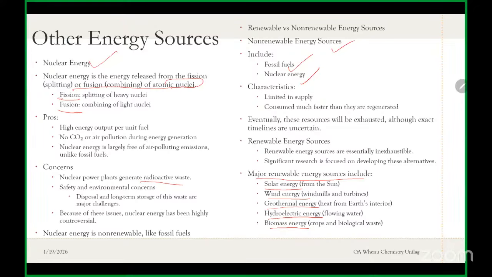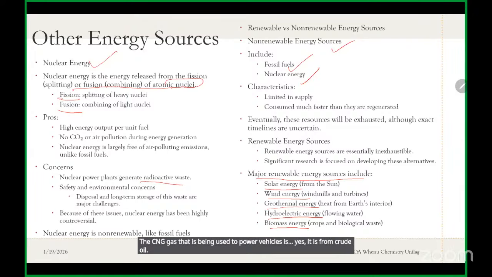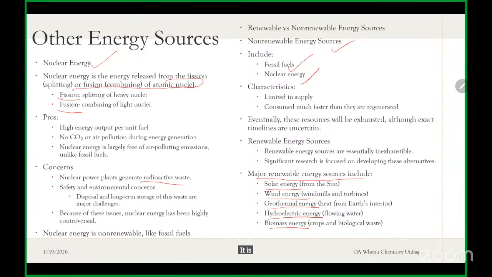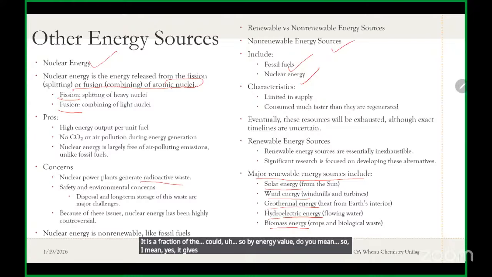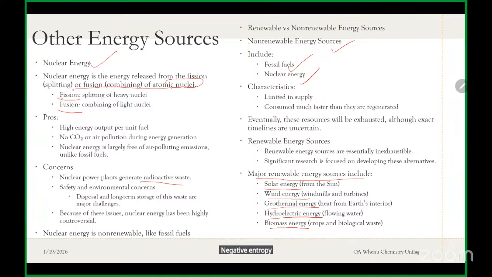The CNG gas that is used to power vehicles is from crude oil. It is a fraction of the crude oil. By higher energy value, yes, it gives a more negative enthalpy. Negative enthalpy means that you are generating energy. Positive enthalpy means you are taking in more energy.